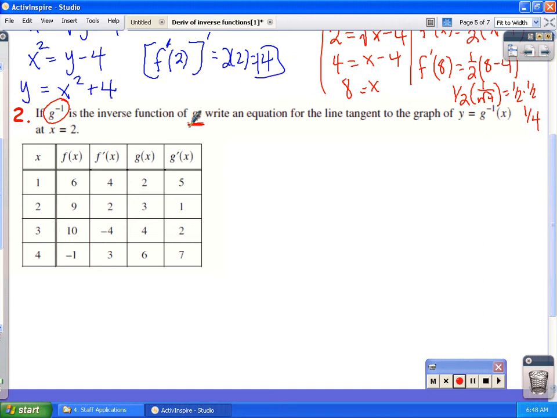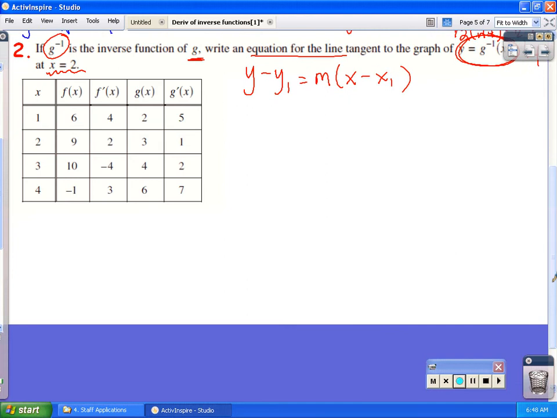I'm to write the equation of a line, so as soon as I read that, write the equation of a line, I'm going to go ahead and remind myself y minus y1 is equal to m times x minus x1. That's my ultimate goal. The line that we're looking for is tangent to the inverse function. Alright, so when I find slope, I need slope of the inverse function, and the x value that they're giving me here is x equal to 2.